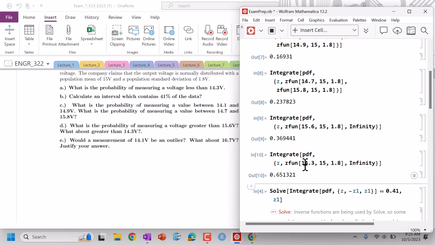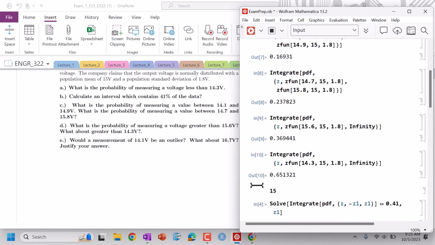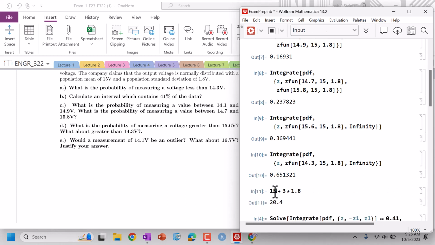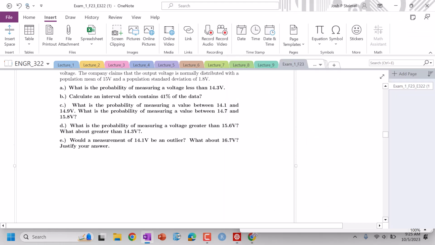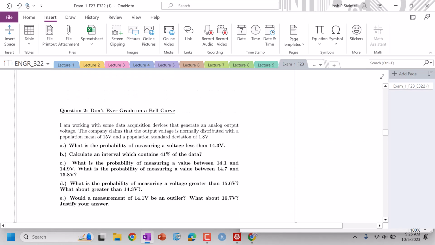Great. Would 14.1 be an outlier? What about 16.7? So remember, we need to take our mean, which is 15, plus or minus 3 times sigma, which is 1.8. Anything greater than that will be an outlier. Anything less than this will be an outlier, so none of those are outliers. And that's it. That is question 2. So see you all on the next one. Bye.